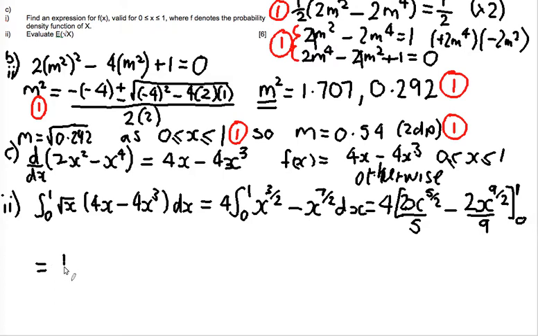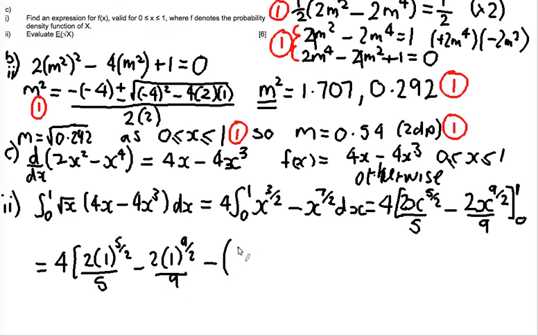So equals 4. We're going to substitute x equals 1 in, so we get 2 lots of 1 to the power of 5 over 2 over 5 minus 2 lots of 1 to the power of 9 over 2 all over 9. Take away. Remember, good practice, put the 0 in, and so we're going to get 2 lots of 0 to the power of 5 over 2 over 5 minus 2 lots of 0 to the power of 9 over 2 over 9. Okay, and square bracket that out.